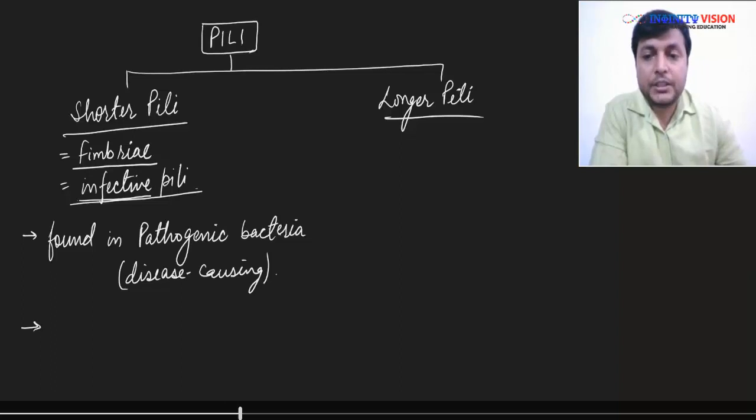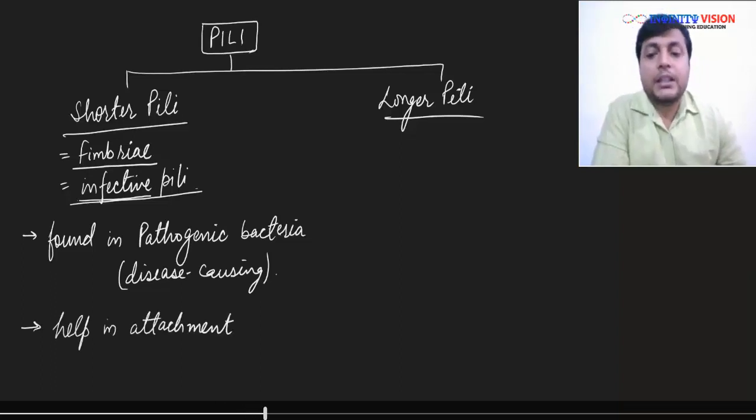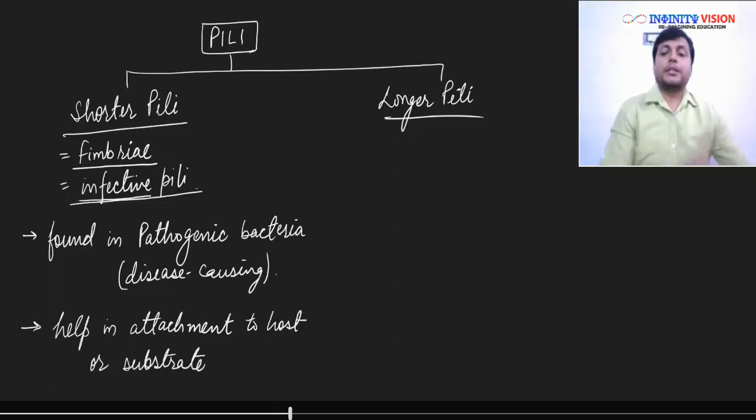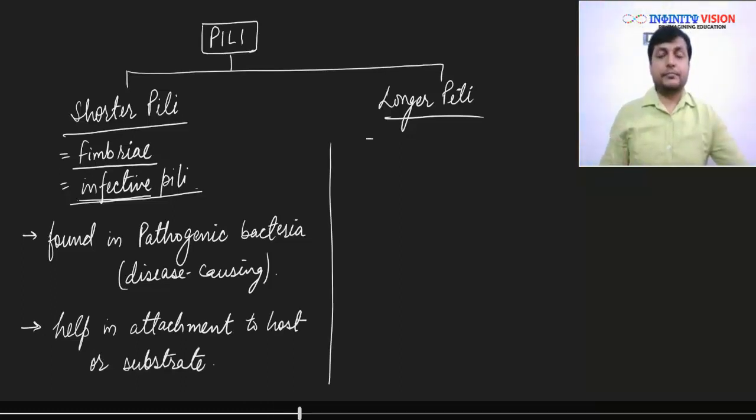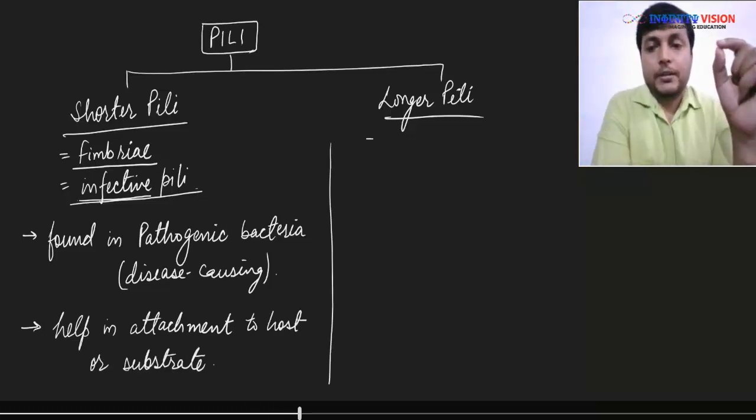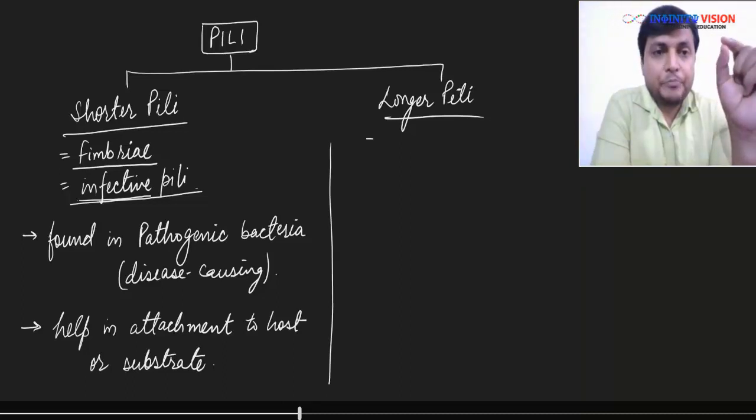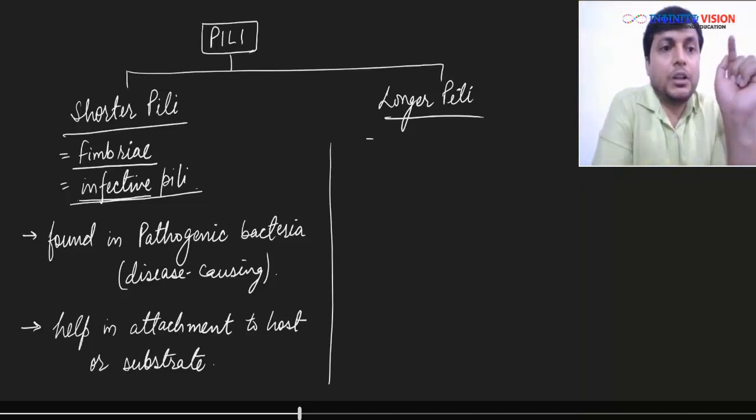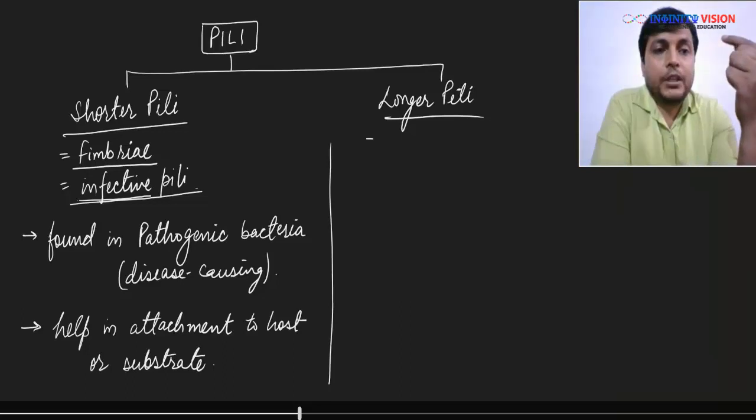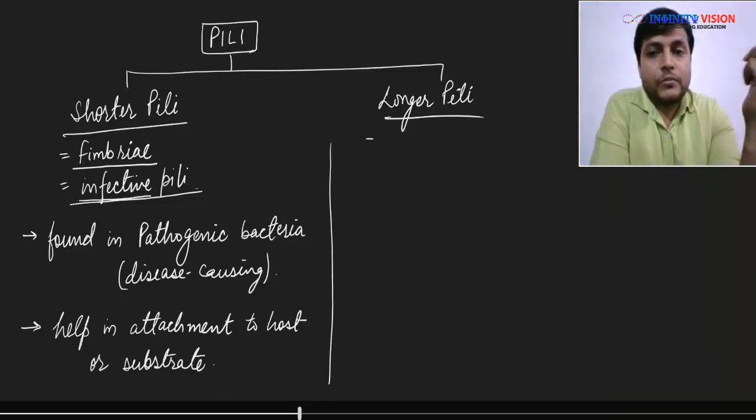What they do here is they help in attachment. Okay, attachment to the host or substrate. So these small pili, shorter pili, will help this bacteria to adhere to a surface or to the host cell. Okay, so do remember this, fimbriae or infective pili.